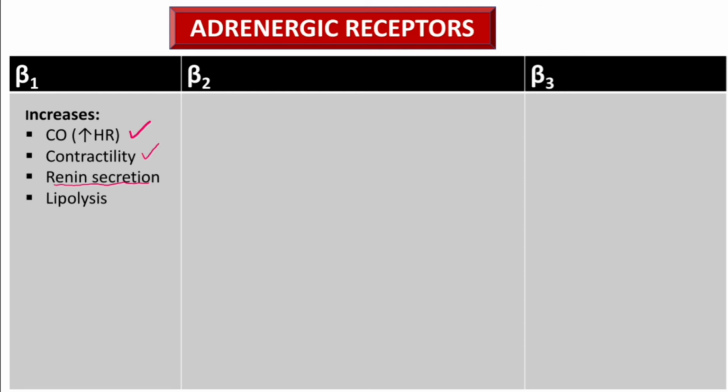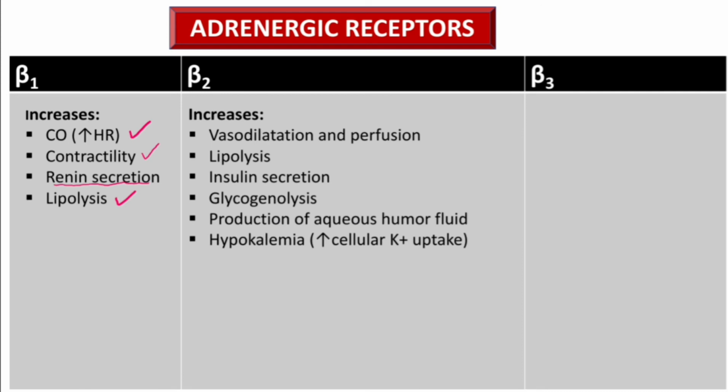And also it increases lipolysis, right? But I told you, the main one for lipolysis, just to remember, is beta 3. I'm just giving you everything so that when you see the question in the MCQ, you have clarity. Let's talk about beta 2. Beta 2 increases vasodilation.